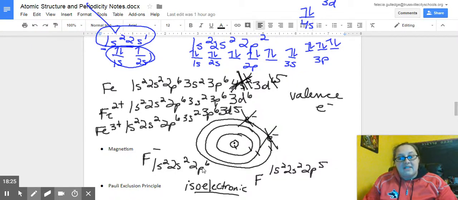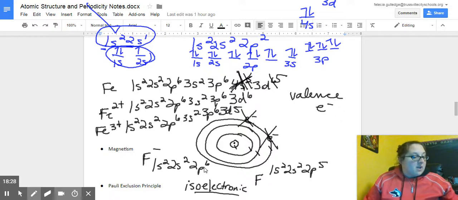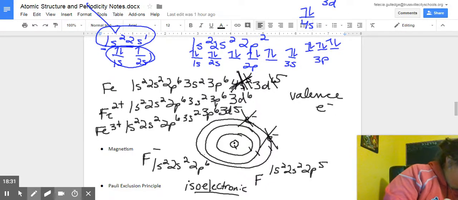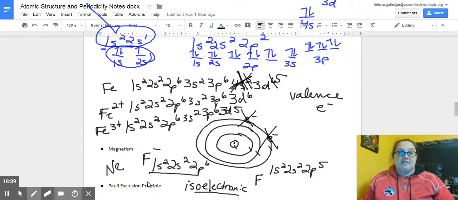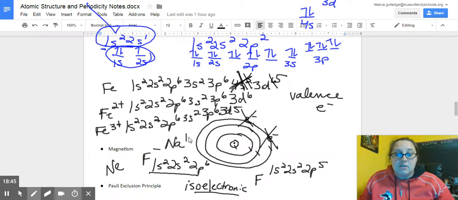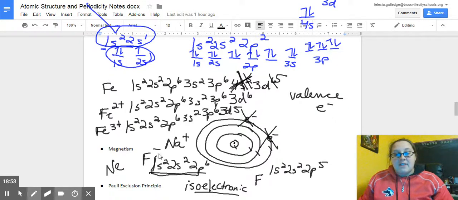F minus has this electron configuration, right? Well, guess what the electron configuration of neon is? Neon's electron configuration is the same as this. There's something else that's isoelectronic to that. Na+. If you were to do the electron configuration for Na+, remember that plus means it's lost an electron. It will also have this electron configuration. Does that mean that they're the same thing? No. But they have the same number of electrons, and we give that term isoelectronic.